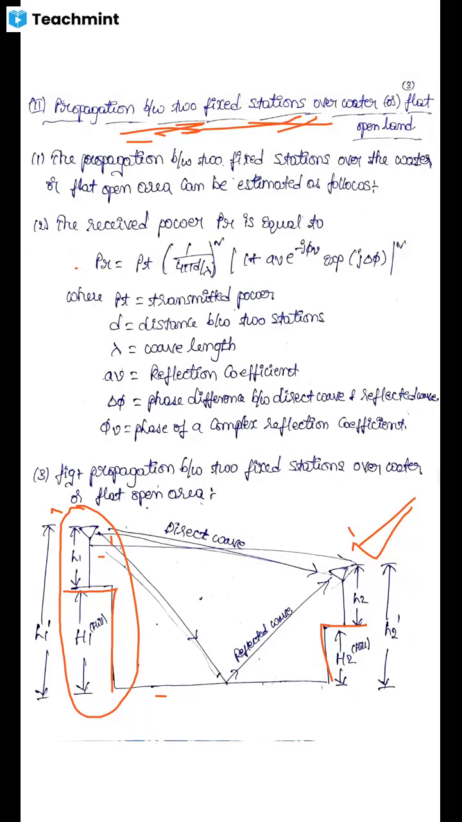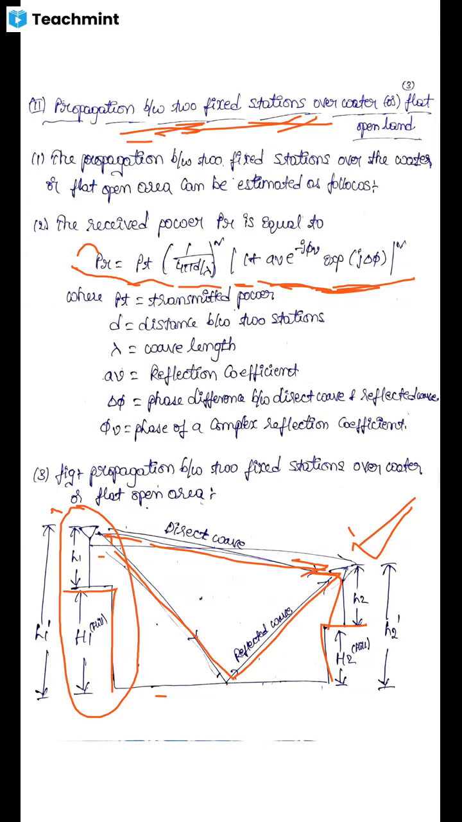And here we can observe that there is a direct wave from h1 to h2, and there is also a reflected wave from h1 to h2. So from this diagram, we will write an equation, that is received power PR is equal to PT into (1 by 4 pi d by lambda) whole square, modulus of 1 plus AV e power j phi V and e power j del phi, modulus square. This is the expression.